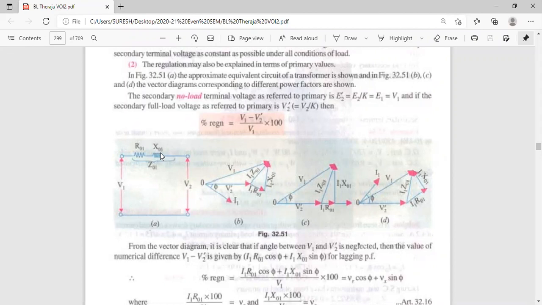So what do you mean by voltage drop? In KVL also I have discussed. Voltage drop across resistance and inductance is nothing but voltage drop. When current is flowing through this winding, some voltage will be dropped in the winding. That is nothing but voltage drop. The difference of V1 minus V2 will give the voltage drop in this circuit.